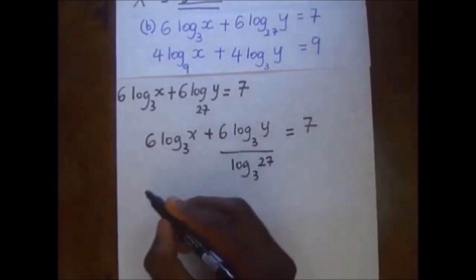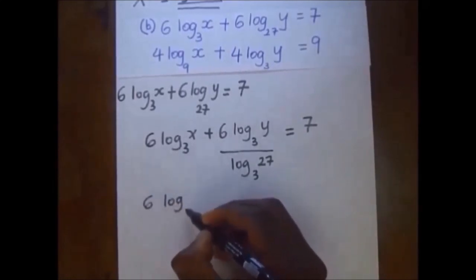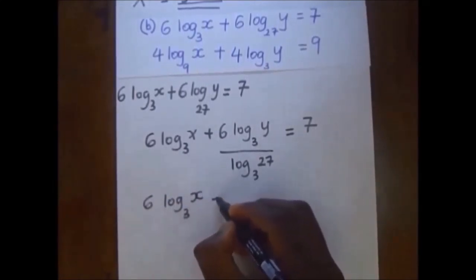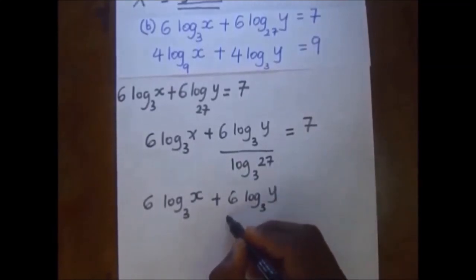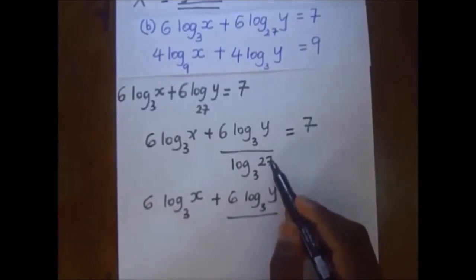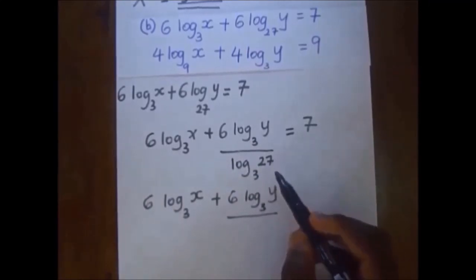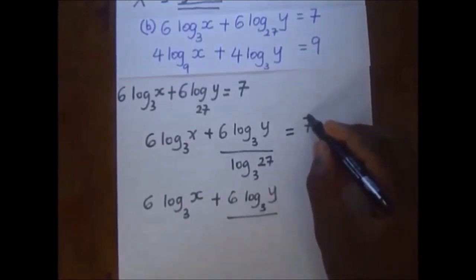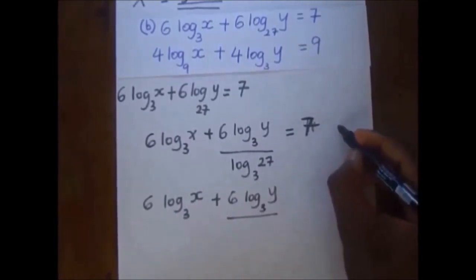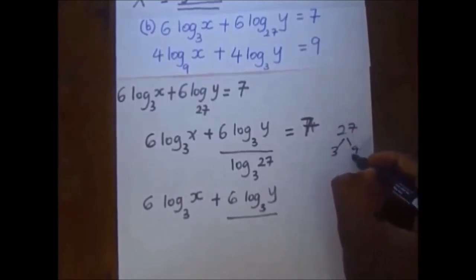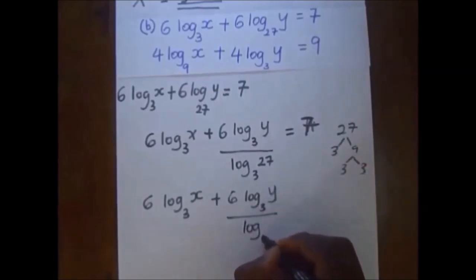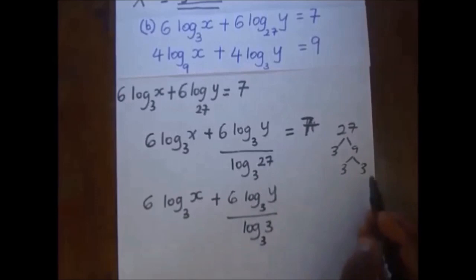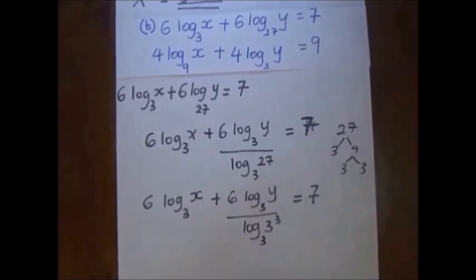So we shall end up with 6 log base 3 of x plus 6 log base 3 of y, divided by 27. When you prime factorize 27, let's do some side work here: 27 divided by 3 is 9, divided by 3 is 3. So it's 3 to the power 3. So it's going to be log base 3 of 3 to the power 3, and that is going to be equal to 7.